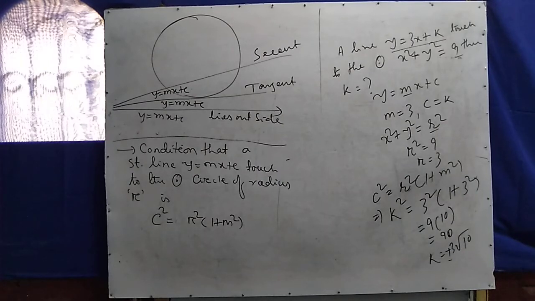Understood or not? If the line touches, at what condition is it secant? If c square is less than r square into 1 plus m square. At what condition does the line lie outside the circle? When c square is greater than r square into 1 plus m square. This is a very important condition for you. One question will come in the entrance exam. Okay, so let us discuss more about the circle.